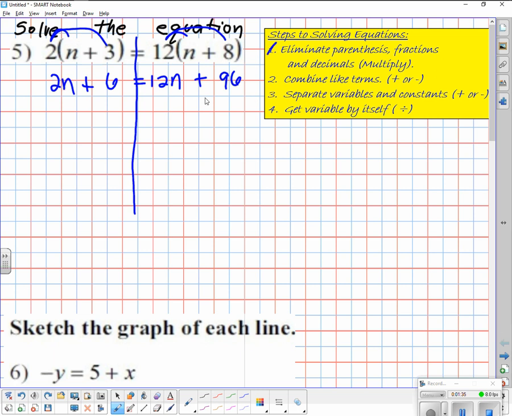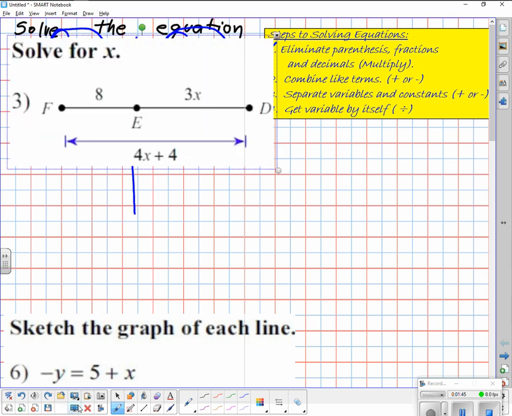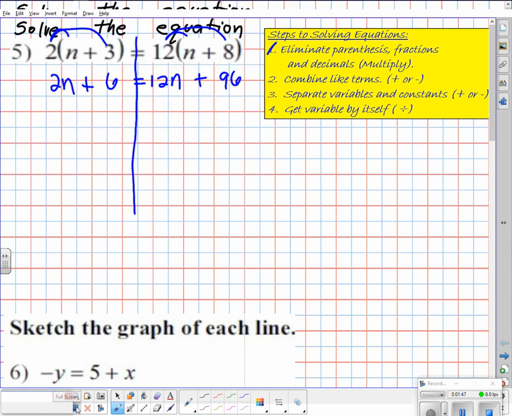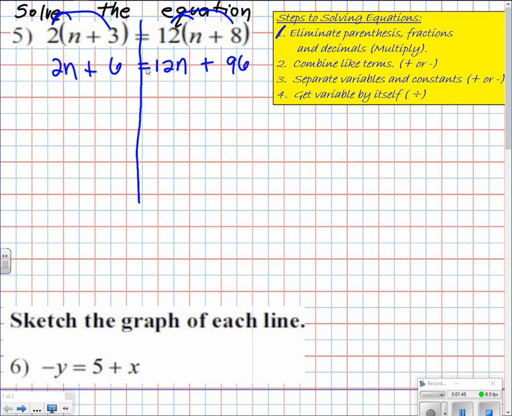Okay, and to do that, you add or subtract. Can I combine the left side? The answer, no, I can't, because they are different, they cannot be combined. Okay, can I combine the right hand side? Same problem, they are different, they cannot be combined. So I'm done with number two. Number three, separate variables and constants.